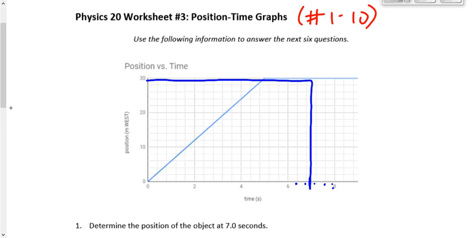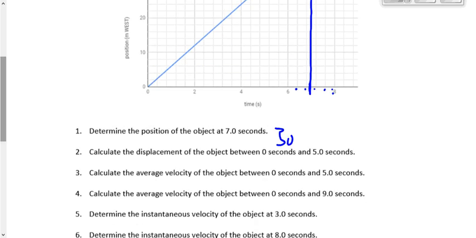It's going to be 30 meters. Do I need to write 30 meters to the west? No, I don't have to because west is positive. It's assumed west is positive, right?